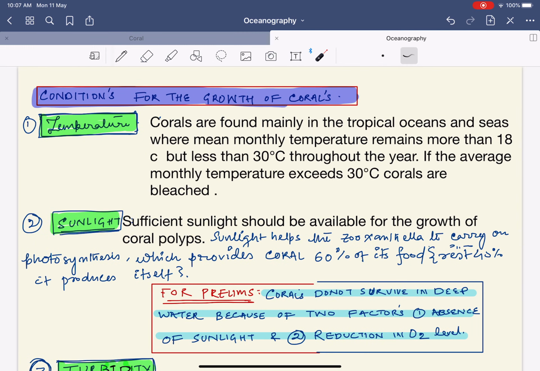Let's see next. See, what are the conditions for the growth of the coral? When I'm saying growth of the coral, it simply means the hermatypic coral and none other than the hermatypic coral. See, first of all, temperature.